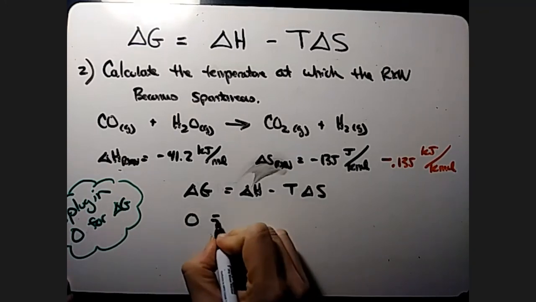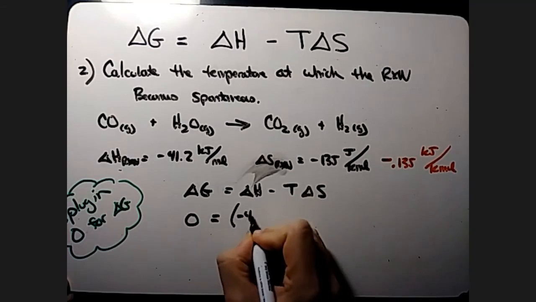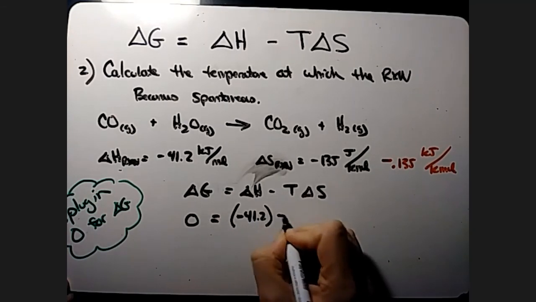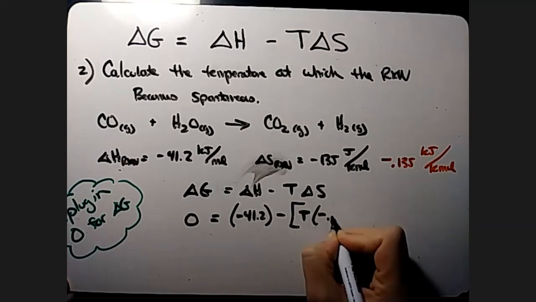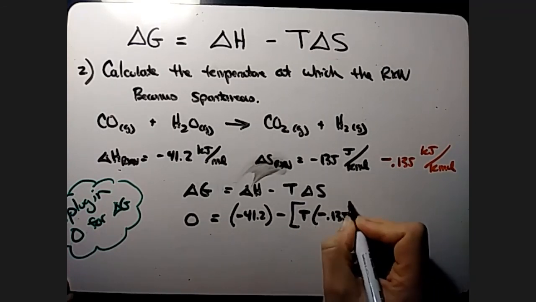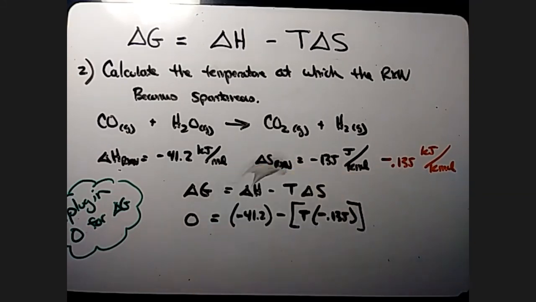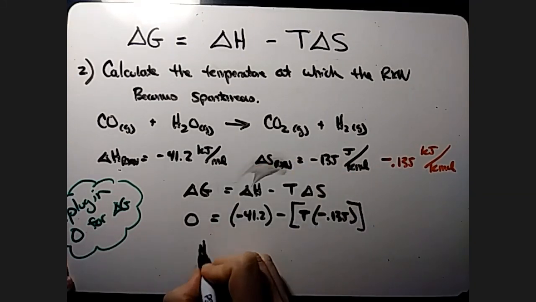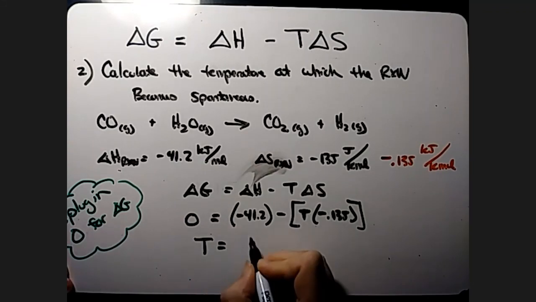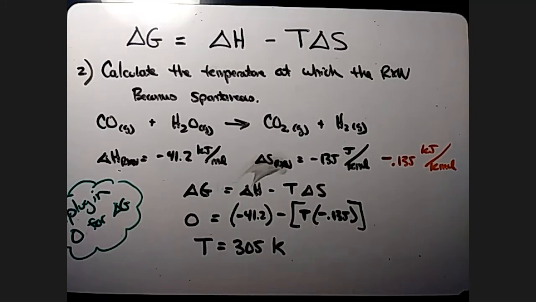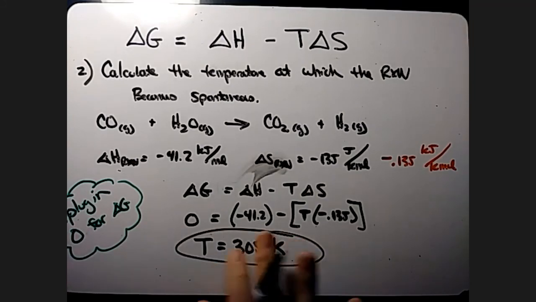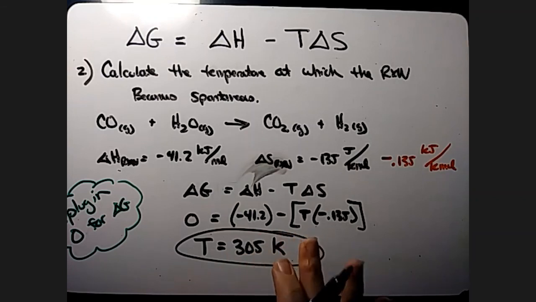So 0 equals negative 41.2 minus temperature times negative 0.135. Again, use that kilojoules for that unit agreement. Plug and chug, come up with our temperature. Temperature comes out to be 305 Kelvin. So 305 Kelvin is the tipping point between the reaction being spontaneous and non-spontaneous.